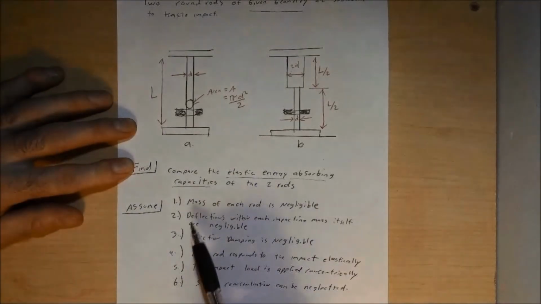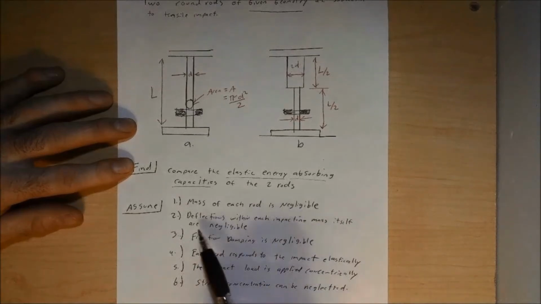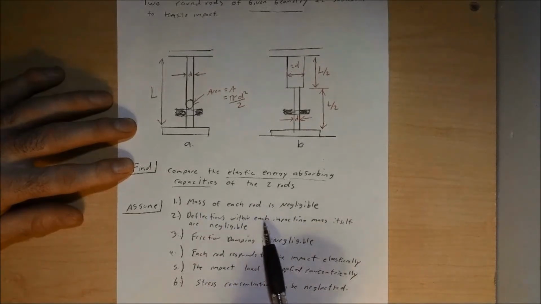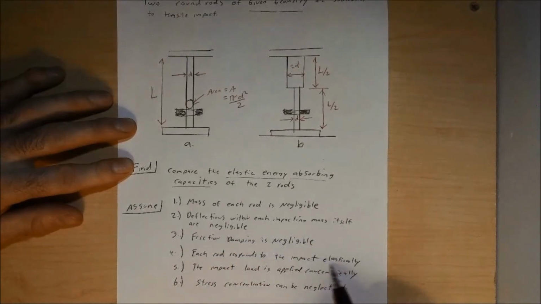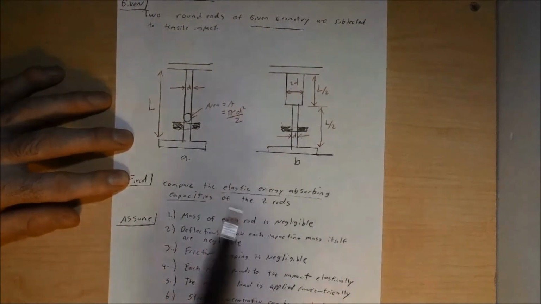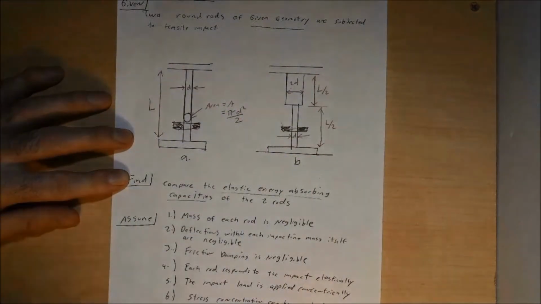Assumption number 1, we're going to assume that the mass of each rod is negligible. So we're ignoring the mass of these rods. 2, deflections within each impacting mass itself are negligible. 3, friction damping is going to be negligible as well. 4, each rod responds to the impact elastically. 5, the impact load is applied concentrically. And 6, the stress concentration can then be neglected. So now we have these 6 assumptions. We know what's given in the problem, we know the geometries of A and B, and we know what we're looking to solve for.